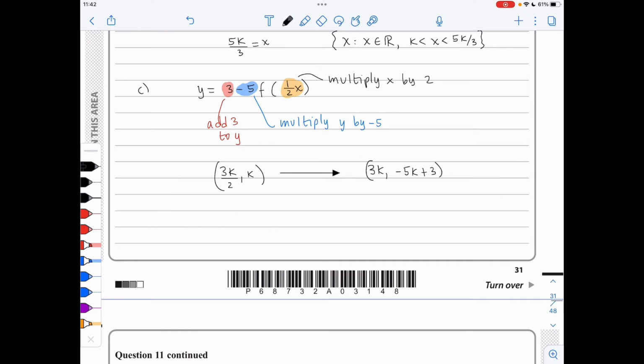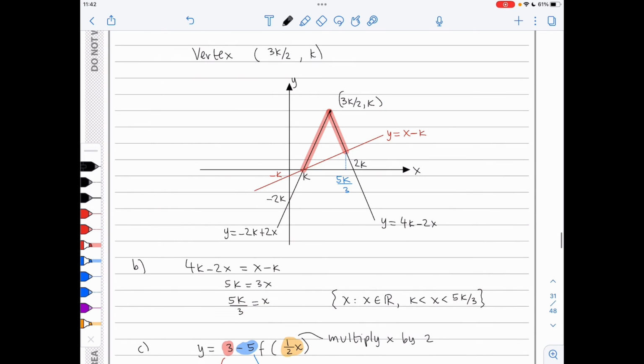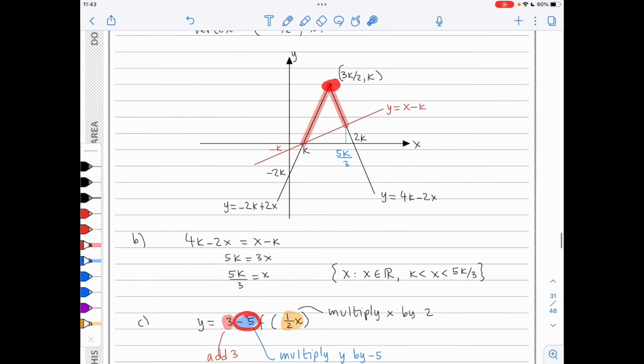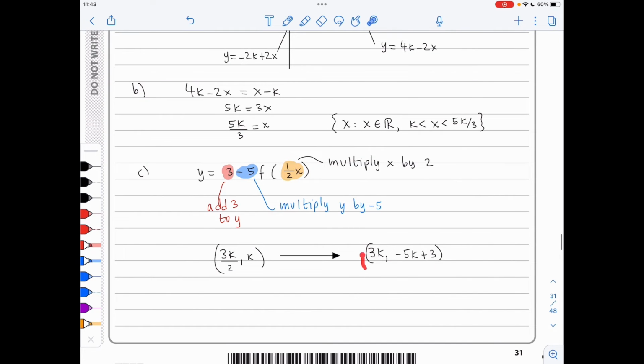In case you are wondering how we started off from a maximum point and we ended up at a minimum point, this one here was a maximum point, and the negative in front of the 5 means it's a reflection along the x-axis, which is turning it upside down, and therefore we're looking at a minimum. In any case, the answer should be 3k, minus 5k plus 3.